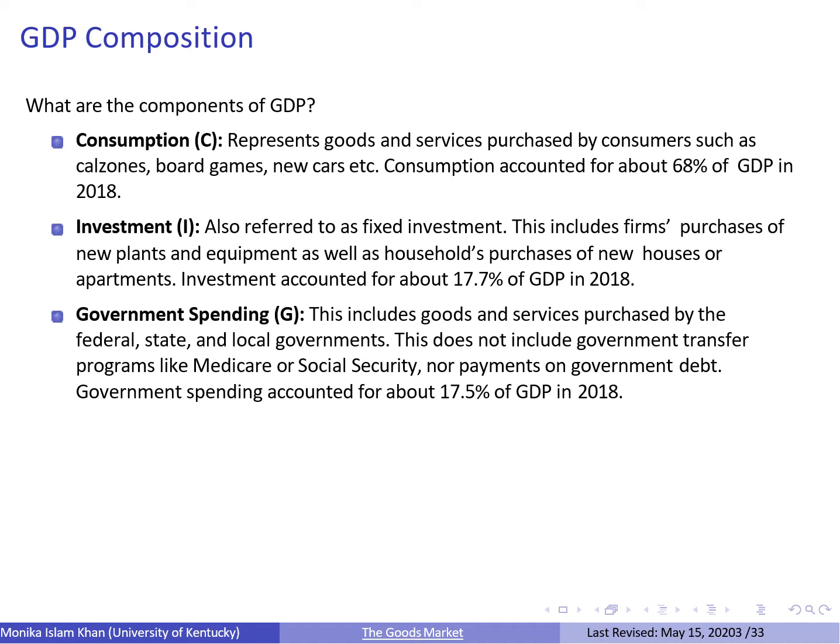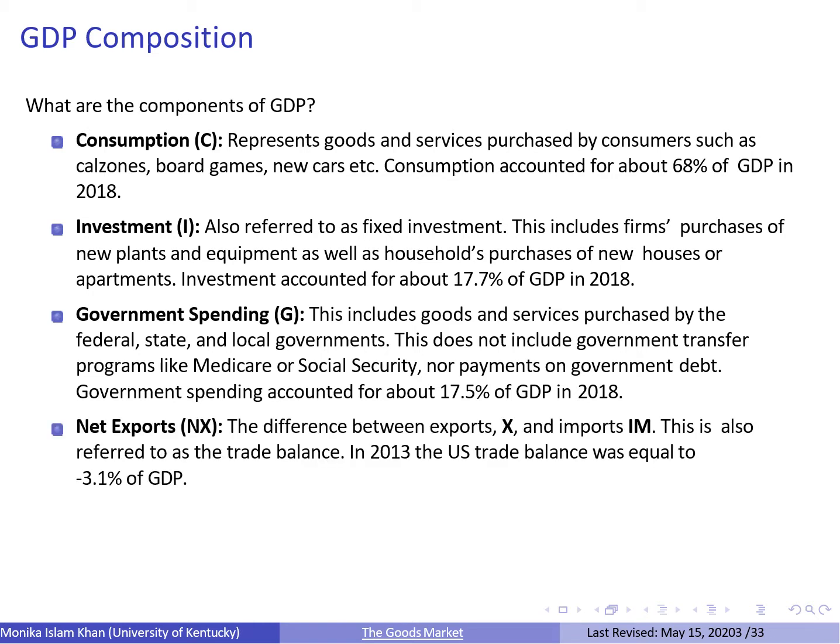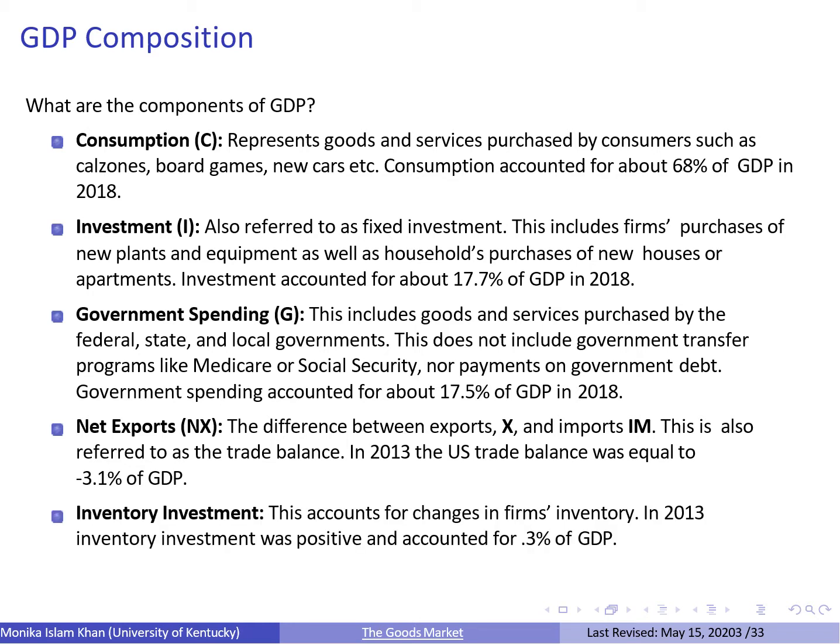Followed by government spending, which includes goods and services purchased by federal, state, or local governments. However, this does not include any government transfer programs like Medicare or Social Security or payments on government debt. And then you have net exports, which is the difference between exports and imports. This is also referred to as the trade balance. And then finally, you have inventory investment, which includes goods produced but not sold in a given year.